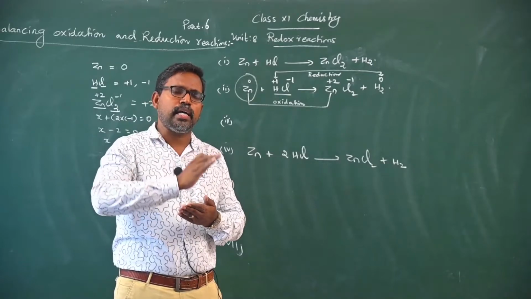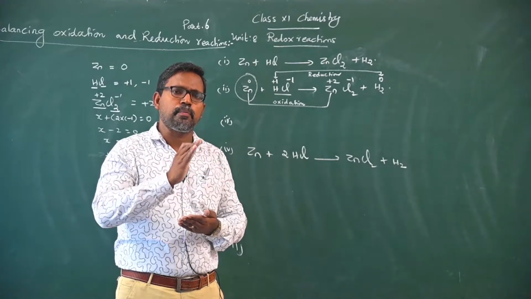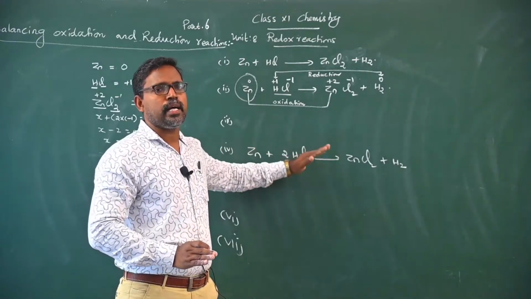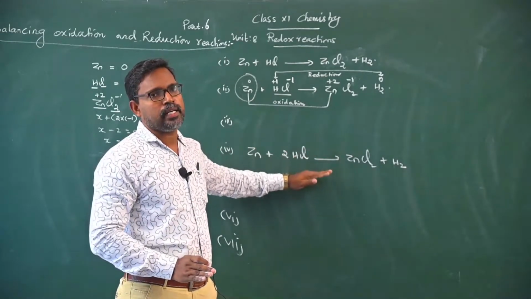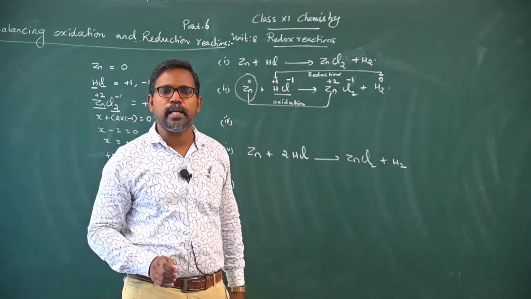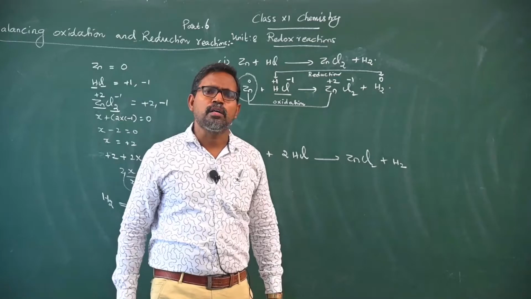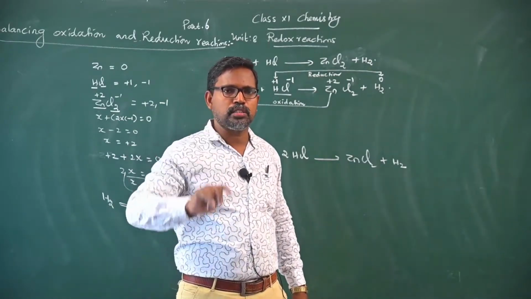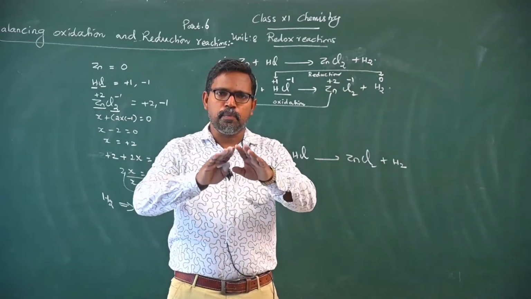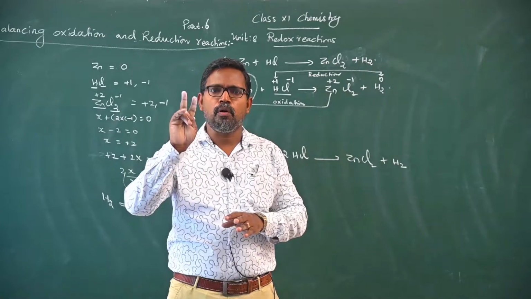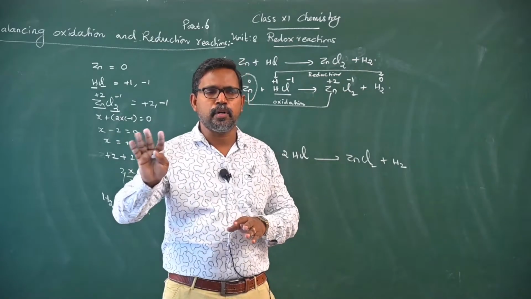On the side with the lower oxygen, either reactants or products, add that quantity of water molecules. In which side is oxygen lower? Suppose the reactant side has 4 oxygen atoms and the product side has only 2 oxygen atoms. Then in the product side you add 2 water molecules.